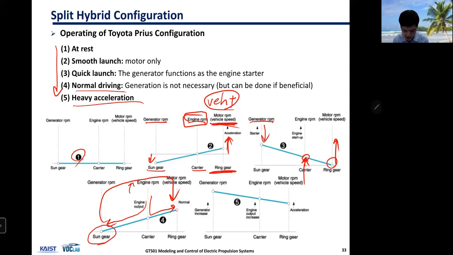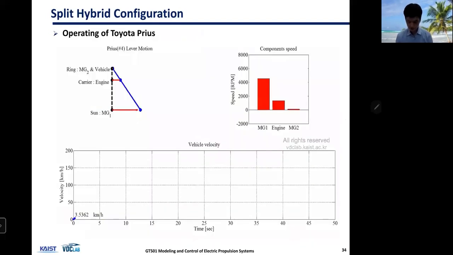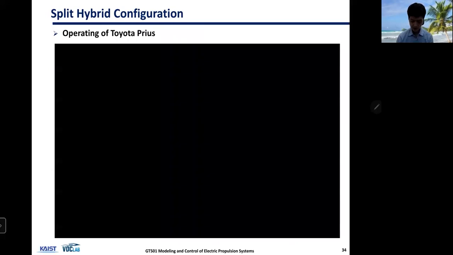And for heavy acceleration, you want to apply maximum torque and power from the engine, and you need some reaction torque from the generator, so that you're pushing the vehicle to higher speed, okay? And this is a visualized video clip of a launch condition. So please.